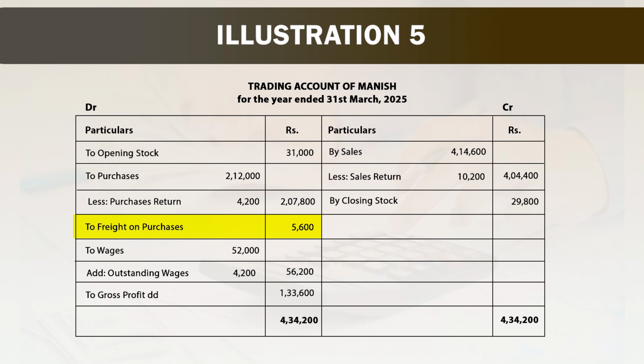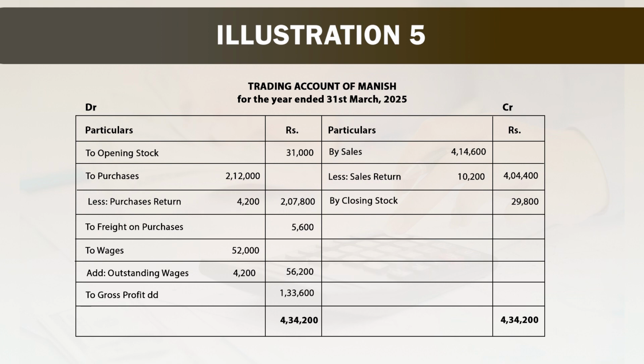Then we are having freight on purchases 5,600, wages 52,000 and outstanding wages to be added. So, we have added it 4,200, that comes to 56,200. Gross profit we have 1,33,600. It means the total of credit side of trading account is greater than the total of debit side of trading account. Hence, this difference appears on the debit side and it is treated as our gross profit.